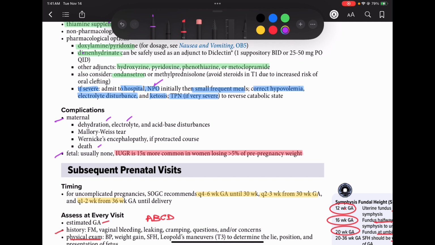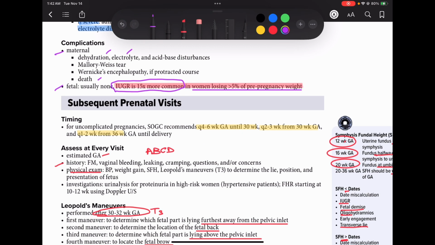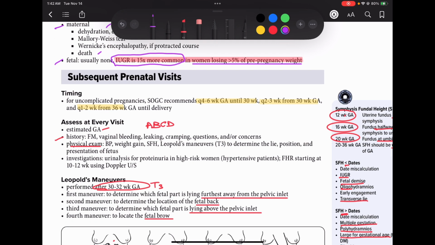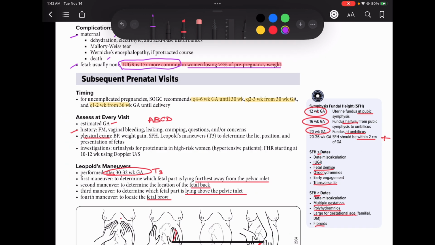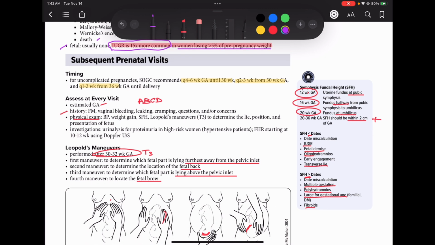And on the fetal side, usually none, but if the lady has started to lose weight, and we know that women losing more than 5% of their pre-pregnancy weight can lead to intrauterine growth restriction, and they have 15% more chance of having that. Okay, moving forward, in the subsequent prenatal visits, what we're going to do is timing.